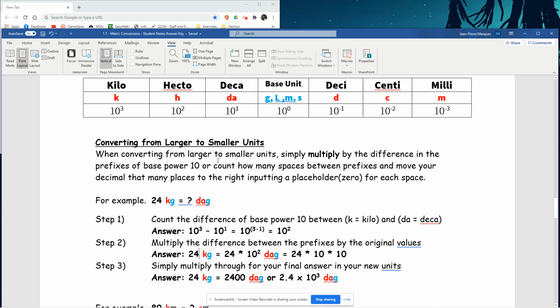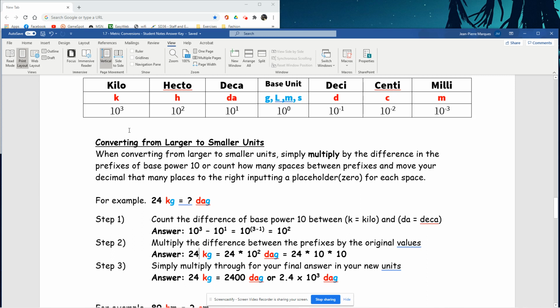And what is that? Literally, I told you that every place is times 10, right? So if I go from here to here and here to here, going from kilo to hecto, and then hecto to deca, I'm jumping 2 spaces. If each space is worth 10, I'm therefore going to move my decimal 2 spaces to the right, because again, I am adding zeros. I'm multiplying. My number's getting bigger. Therefore, when I go from kilo to hecto, I'm going to add a 0 to my answer. So now 24 becomes 240. Going from hecto to deca, I add another 0 because it's multiplied by 10 again, making it 2,400.